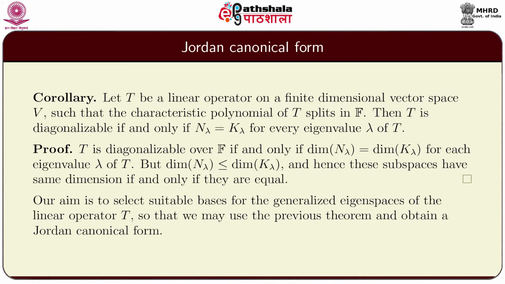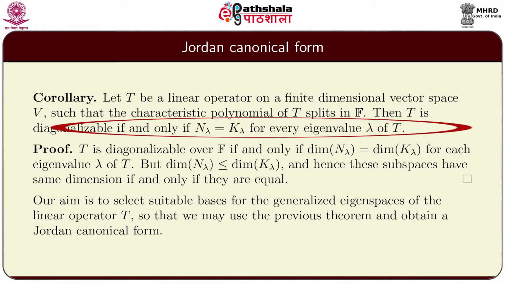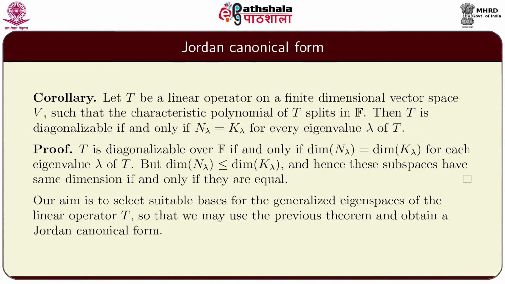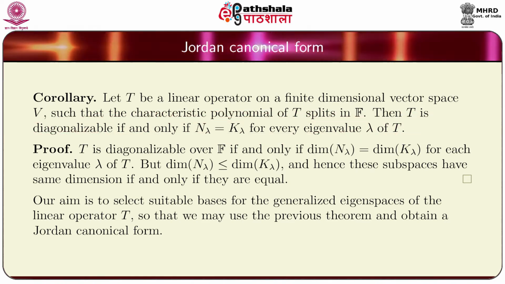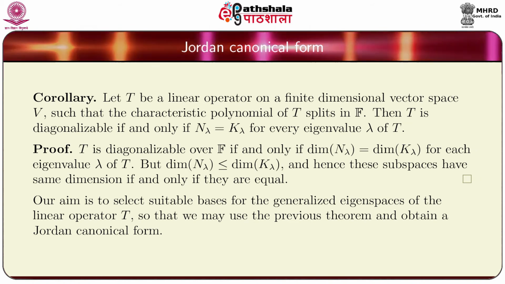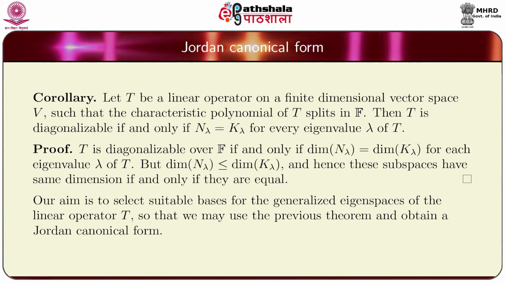Corollary: let T be a linear operator on a finite dimensional vector space V such that the characteristic polynomial of T splits in the base field F. Then T is diagonalizable if and only if N_λ is equal to K_λ for every eigenvalue λ of T. Remember, N_λ denotes the eigenspace with respect to the eigenvalue λ, and K_λ denotes the generalized eigenspace with respect to the eigenvalue λ.